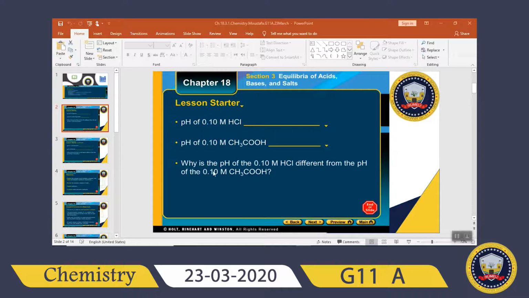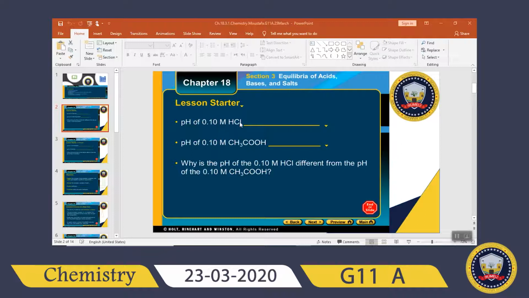So in this slide, let's see the concentration of HCl is 0.1 molarity, and the concentration of acetic acid is the same, 0.1 molarity. Why is the pH of this concentration of HCl different from the pH of the same concentration of acetic acid? Why? Because of the difference in ionization.